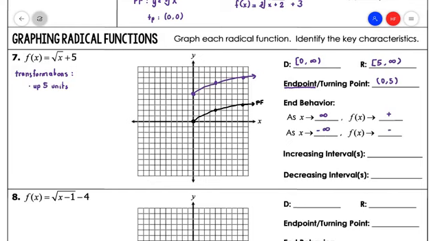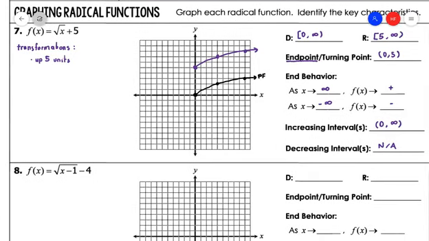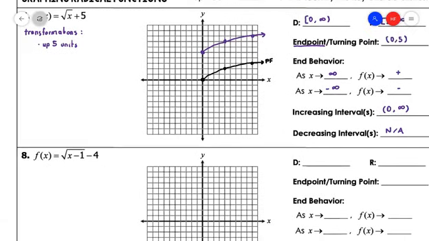We are increasing between 0 and infinity. And then decreasing, we're going to say NA, because we don't have any decreasing values unless we switched that interval and said, well, if we're looking backwards, but that's not how we write our intervals. So we would just say that we are not decreasing on any of this function.